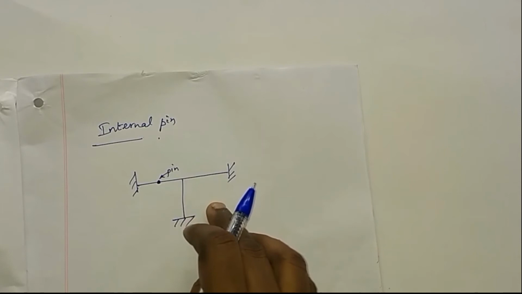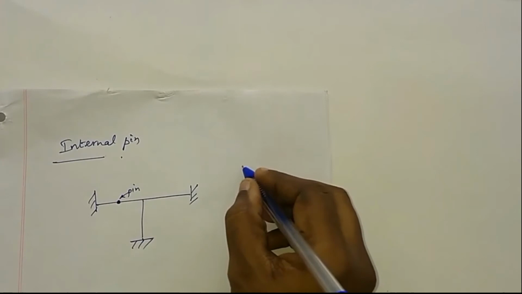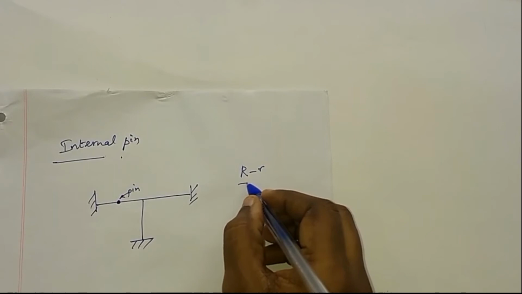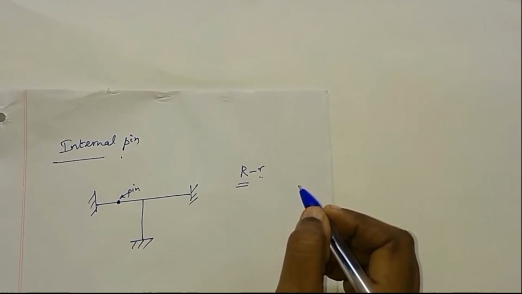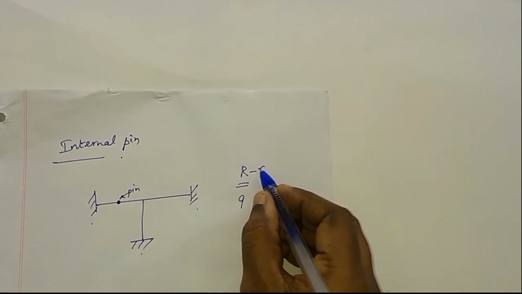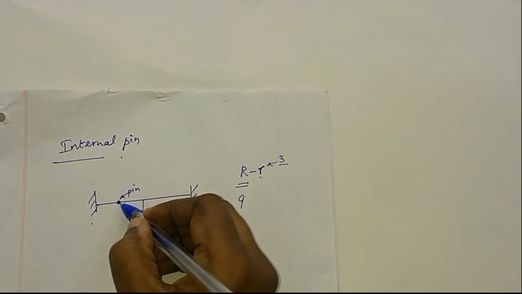So to determine what is R minus r, that is the external indeterminacy, I should calculate the number of redundancy at the support, number of equilibrium equations. So I have supports here, totally 9. Number of equilibrium equations available is 3. But this pin gives rise to an extra equilibrium equation.